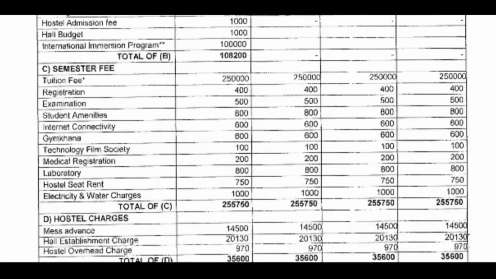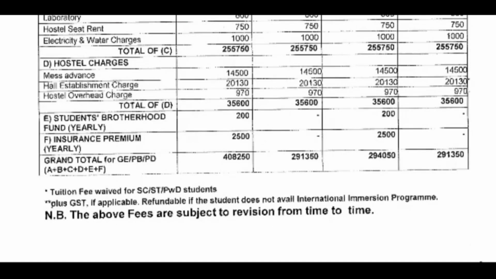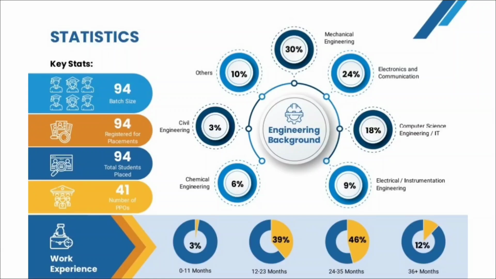If we consider the overall fee structure for IIT Kharagpur, it is nearly 11 to 12 lakh rupees. Now if we consider the overall batch profile for IIT Kharagpur, there are 94 candidates overall. In terms of engineering academic background, 30% candidates are from mechanical engineering, 24% from electronics and communication, 18% from computer science, engineering and IT, 9% from electrical instrumentation engineering, 3% from civil engineering, 6% from chemical engineering, and 10% have an engineering background other than these.